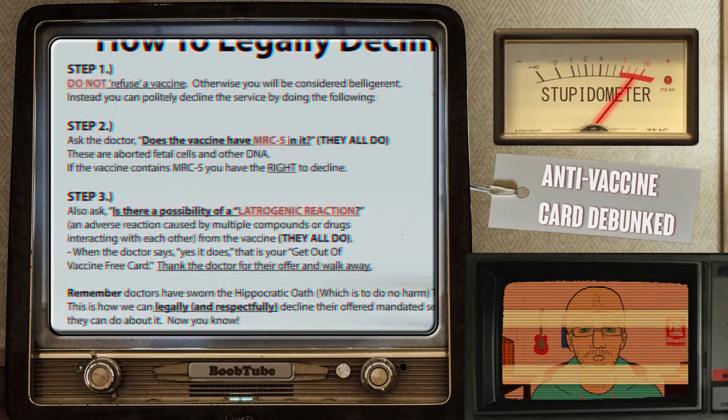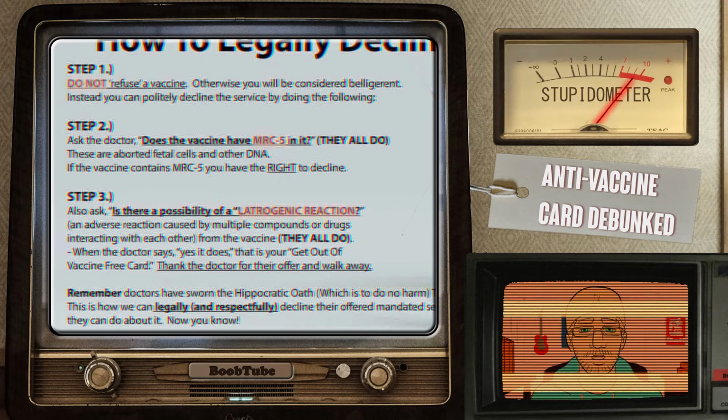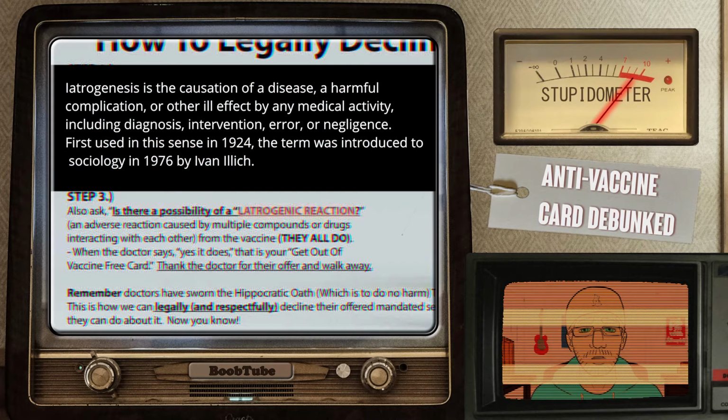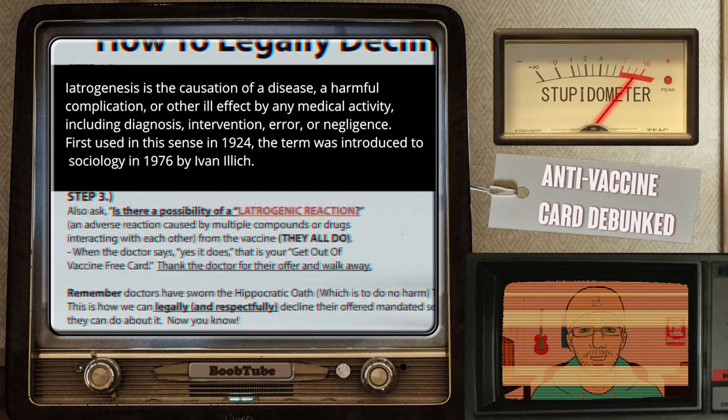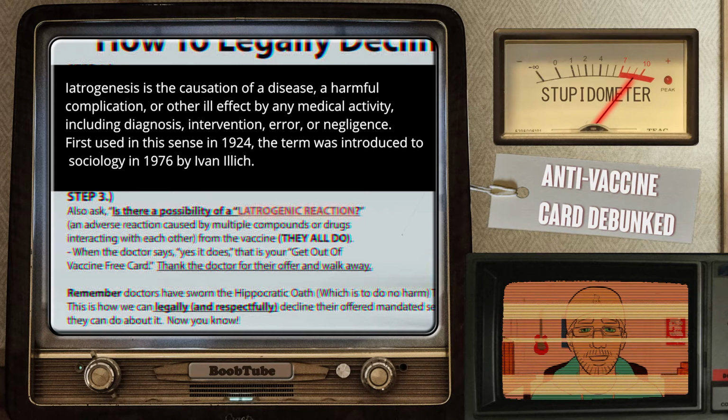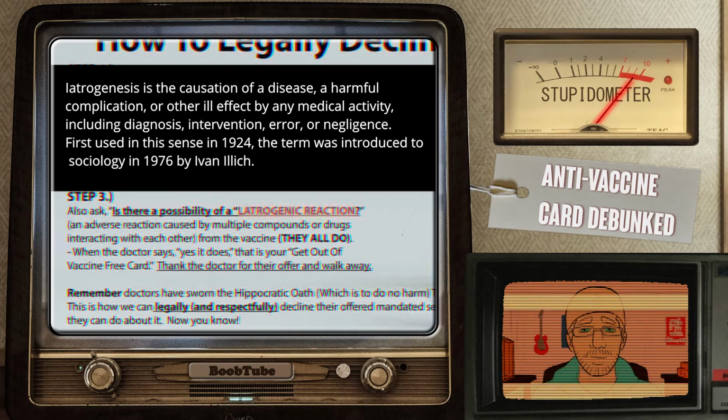Massarelli back in 1980, and I'm pretty sure that was a typo as well. So after that monumental stupidity, what does iatrogenic mean? Glad you asked. Iatrogenesis is the causation of a disease, a harmful complication, or other ill effect by any medical activity, including diagnosis, intervention, error, or negligence.